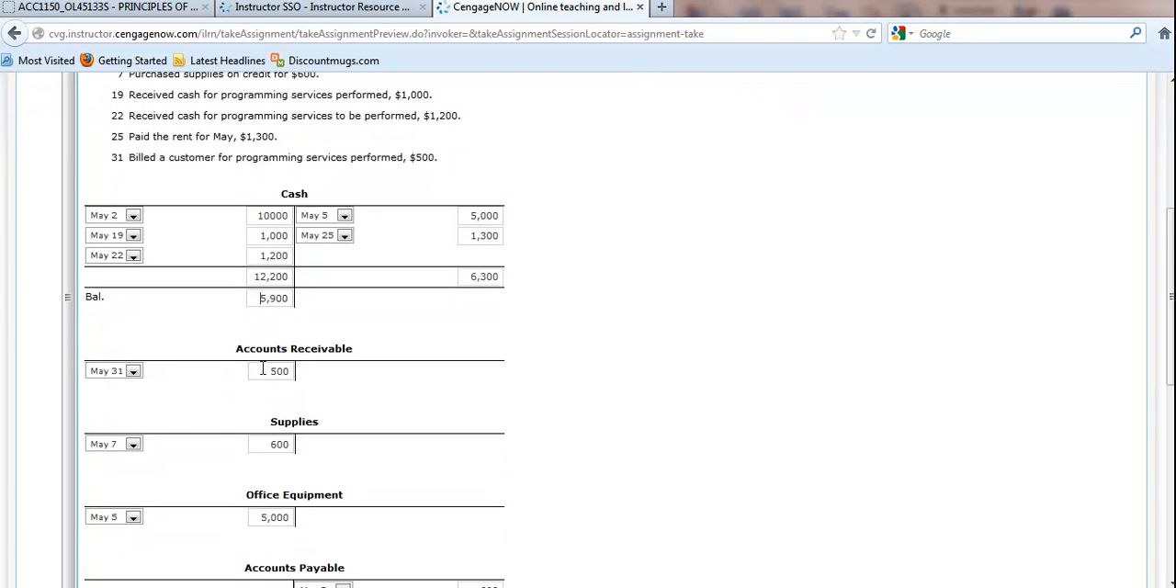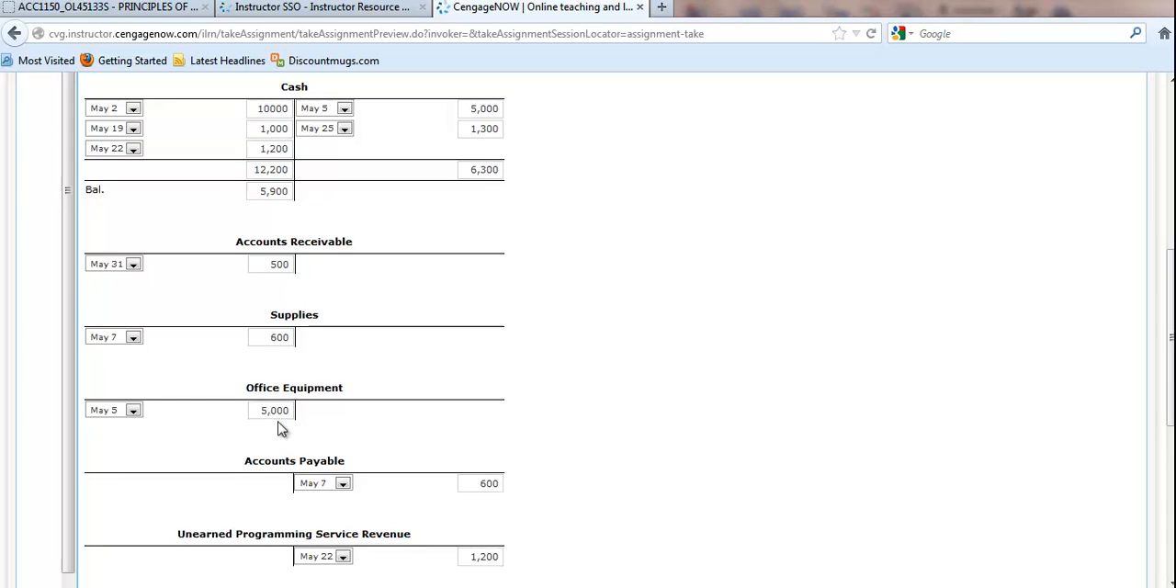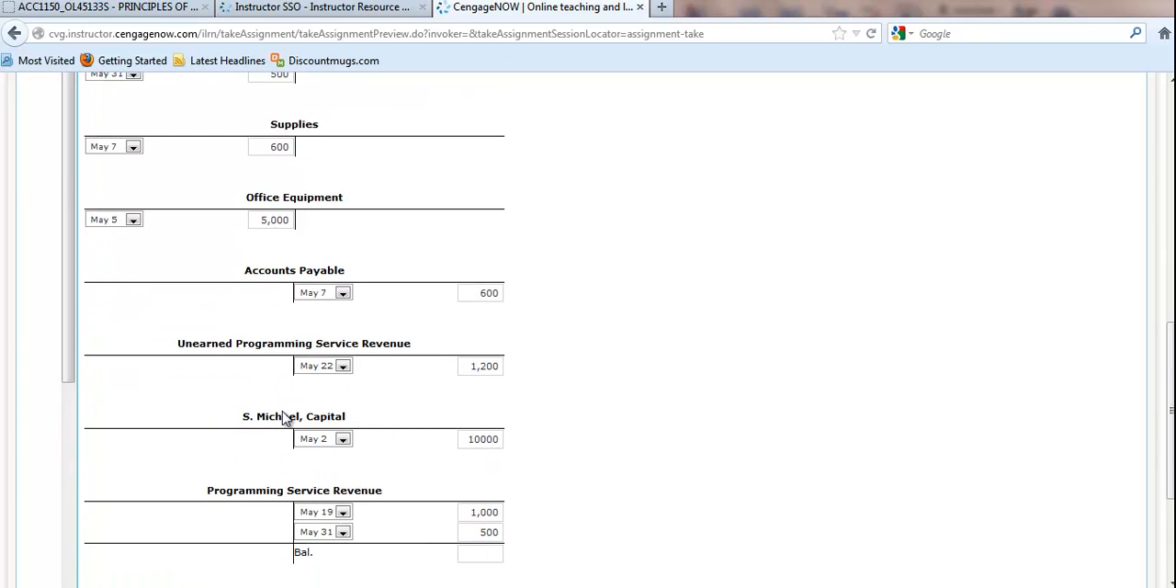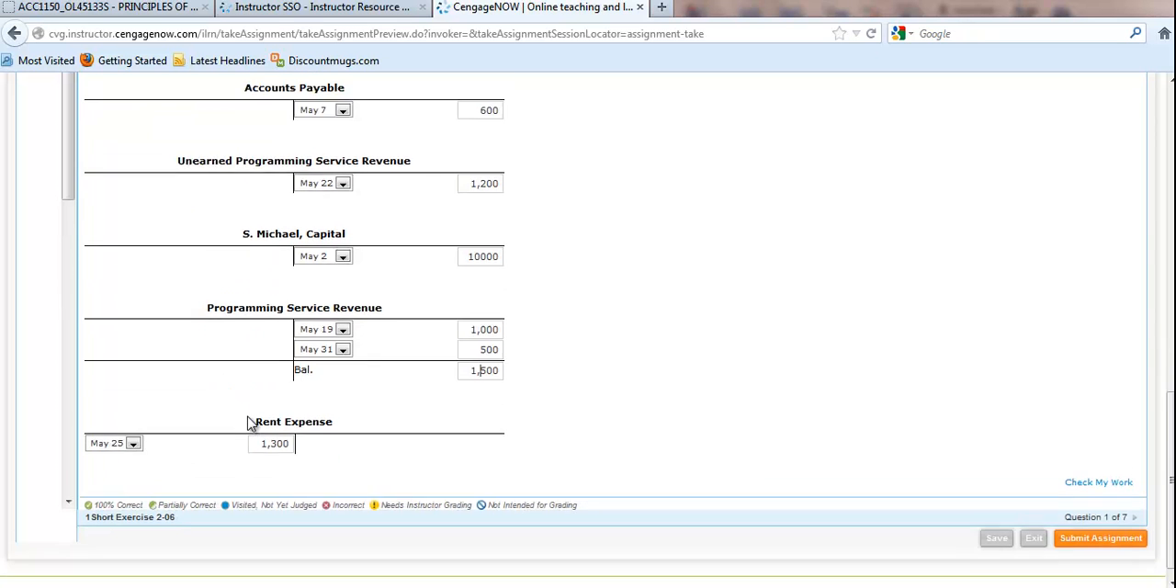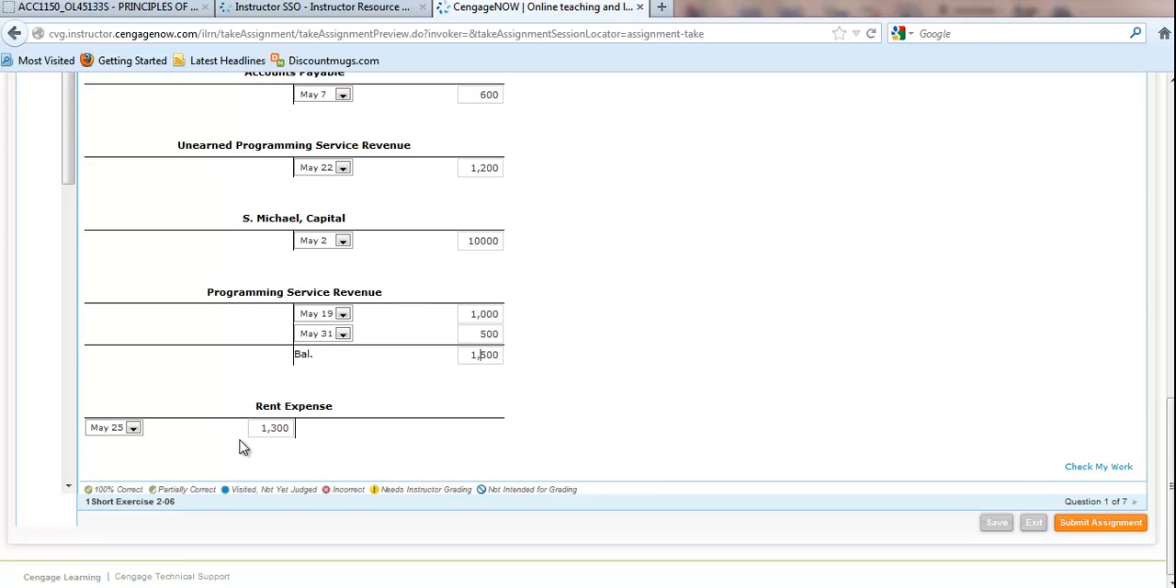Accounts receivable, if there's nothing to add up, you just leave them. So all of these just had one amount. And then my programming services, I'm just going to add those together. So my balance is my footing because there's nothing on my debit side, nor will there ever be for a revenue account. And then my rent expense, okay?